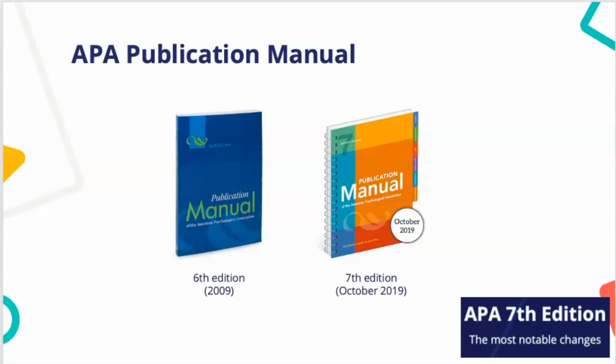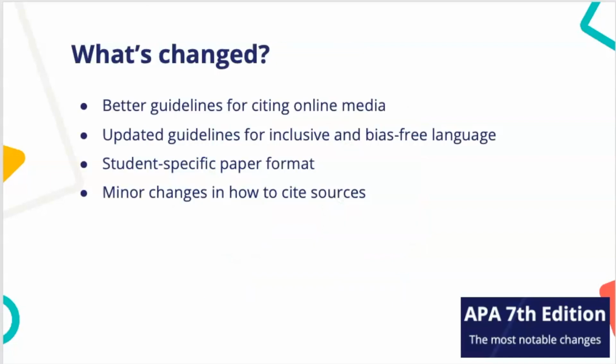So the APA publication manual, we were earlier using the 6th edition and now we are going to use the 7th edition. This has been implemented since October 2019. So what are the changes? The most notable changes are being discussed here.